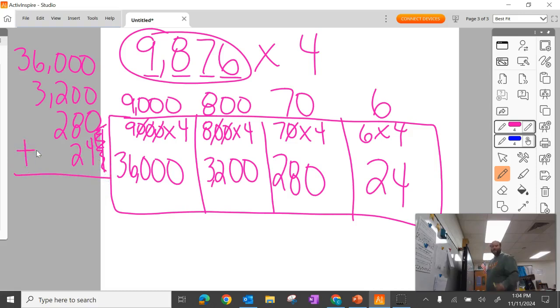One thing I will tell you, if you need to, split this up. Do 2 numbers and 2 numbers, and then add the 2 sums together, if you want to. Just a strategy you can use.